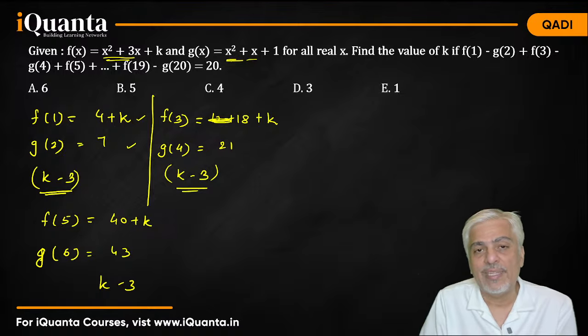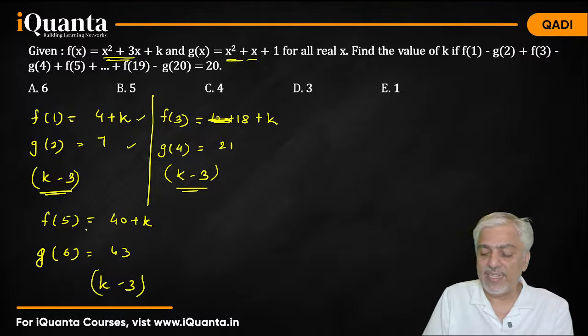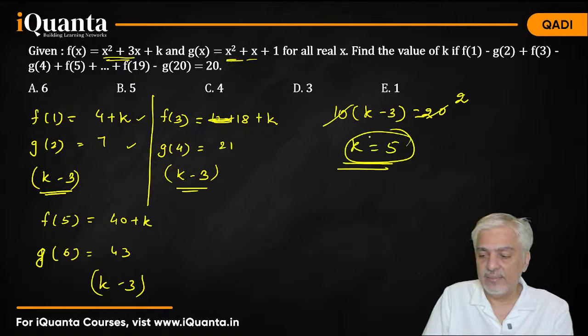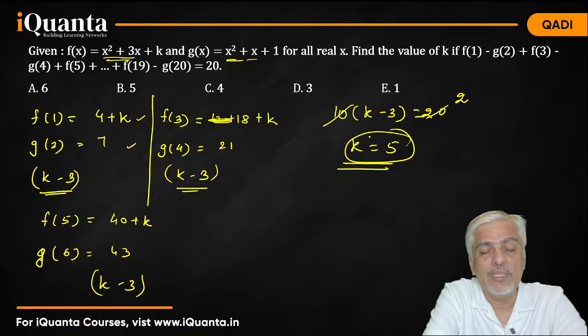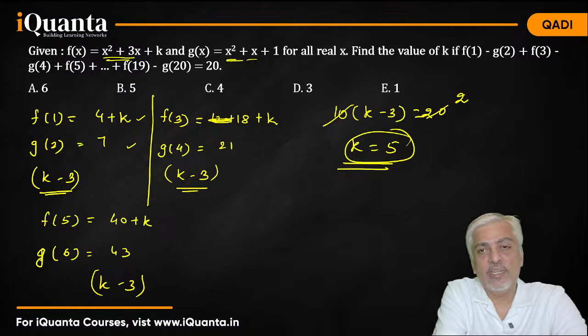And how many k minus 3s are there like this? 10 k minus 3s are there, because I will get 10 such groups. So I'll get 10 into k minus 3 is given as 20. 10 2s are 20, k is equal to 5. Okay, the longer method will be grouping all the f of 1, f of 3, f of 5 together and finding the summation, and then same doing for g of things, and I think that will be a long thing.